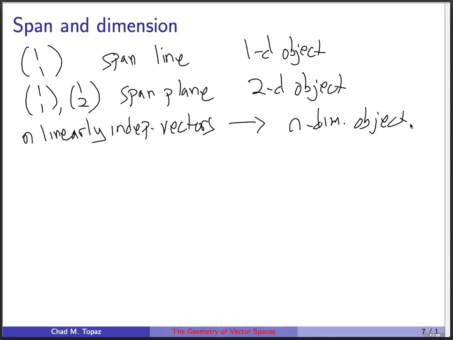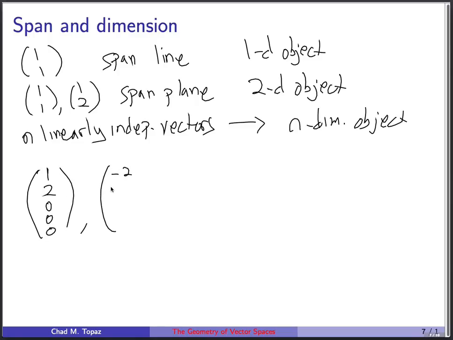And knowing that kind of helps you understand this idea of linear dependence or independence, right? So like say we lived in a 5-dimensional world. So I had the vector 1, 2, 0, 0, 0, and the vector -2, -4, 0, 0, 0. Okay, well, even though I'm in a 5-dimensional world, I look at these two vectors, I see that they're linearly dependent.